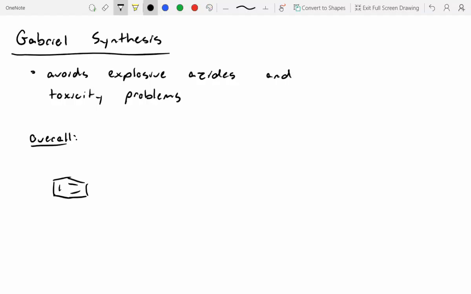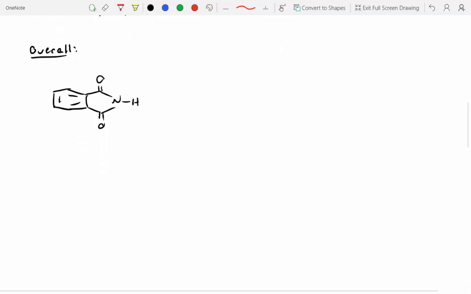It's not a very green reaction in terms of atom economy because you're using this big, bulky reagent as your starting material. This is called phthalimide. And in the first step, we're going to treat this with potassium hydroxide. What do you think will happen if we treat this with potassium hydroxide? Where do you think the most acidic proton is?